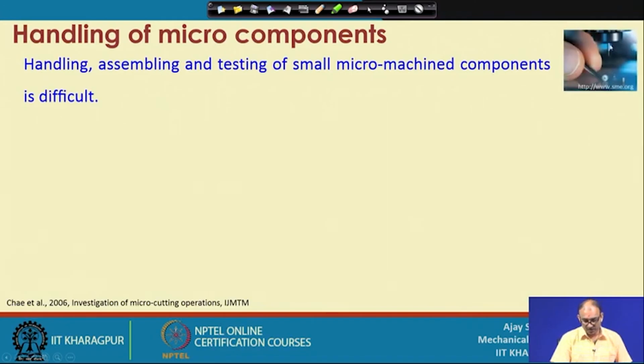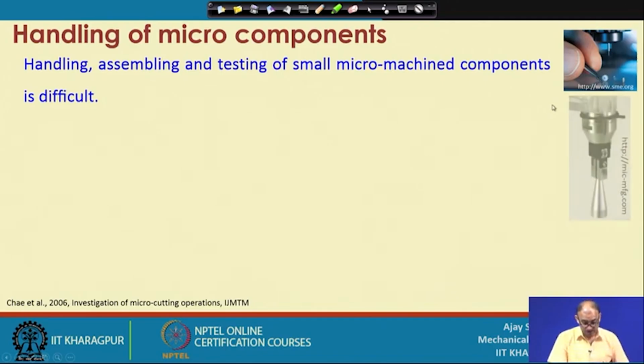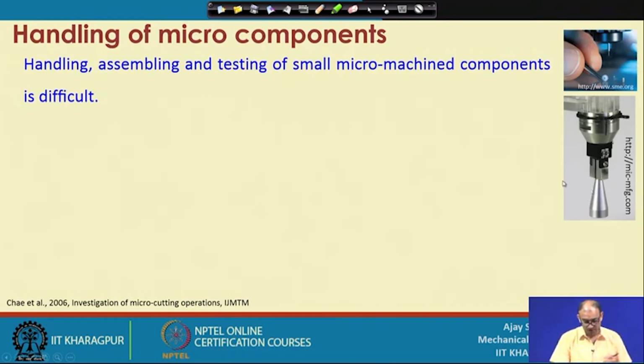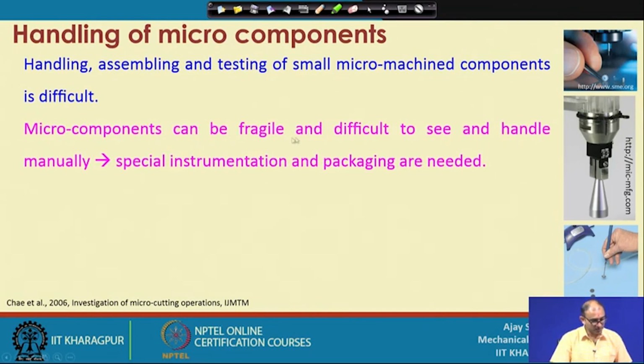So, once your machining is over, you have to use some type of very gentle pluckers to move this component, but that also depends on the size of these things. Then there are some components available which are piezoelectrically actuated, so they will not create so much force that it will damage the machine component to a large extent. Then there are some vacuum type of tweezers available. You just touch the surface, it will pick up that part completely, and you do not require any type of forces. So, micro components can be fragile and difficult to see and handle. So, special instrumentation and packaging are required.